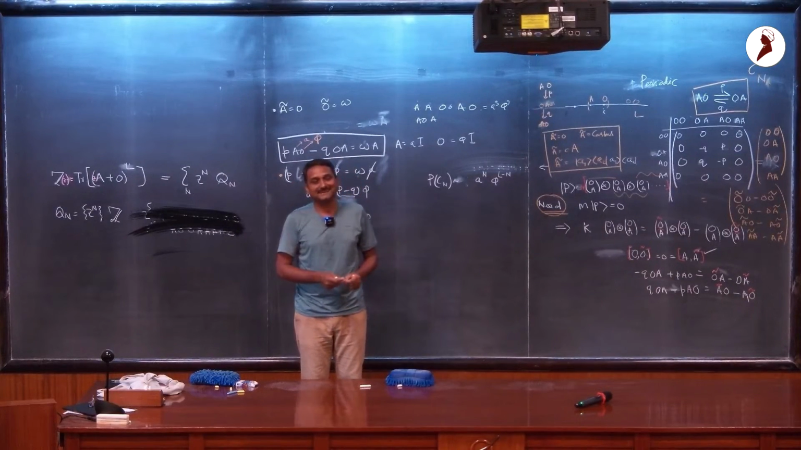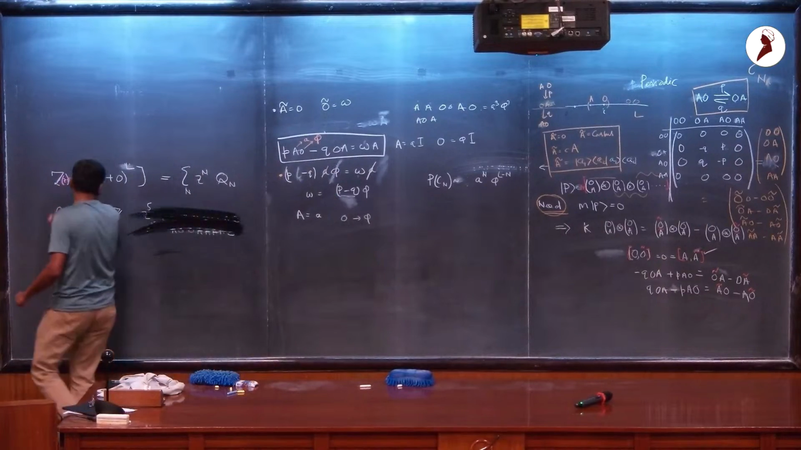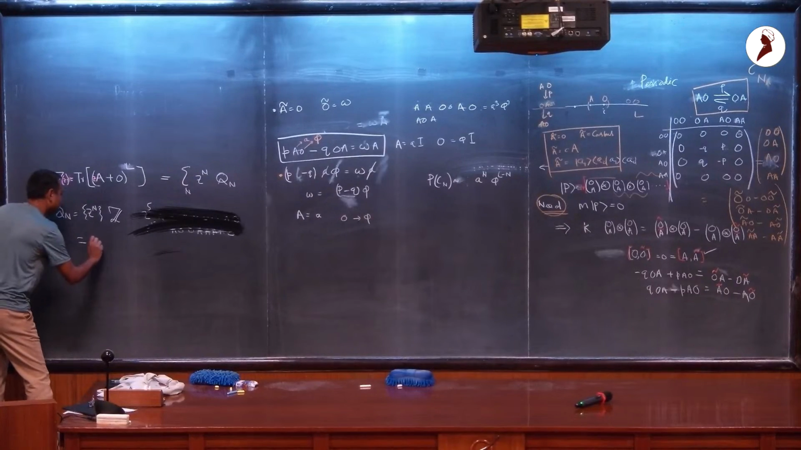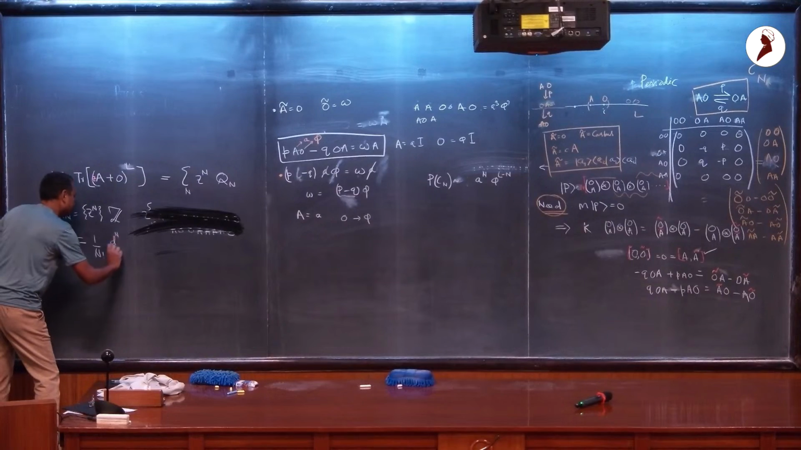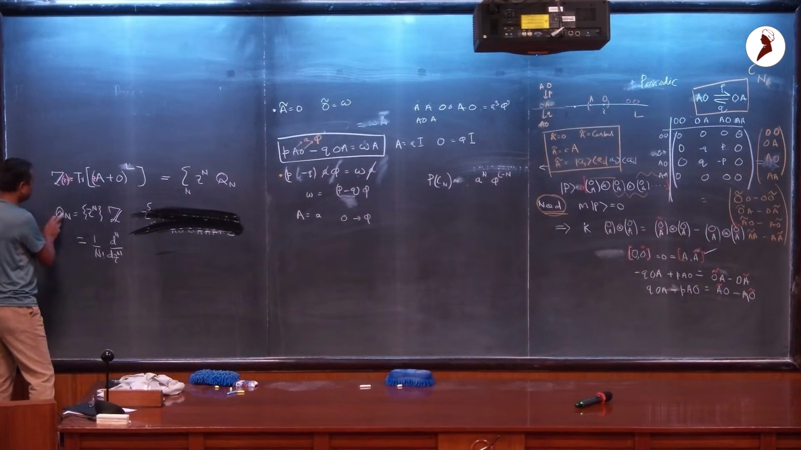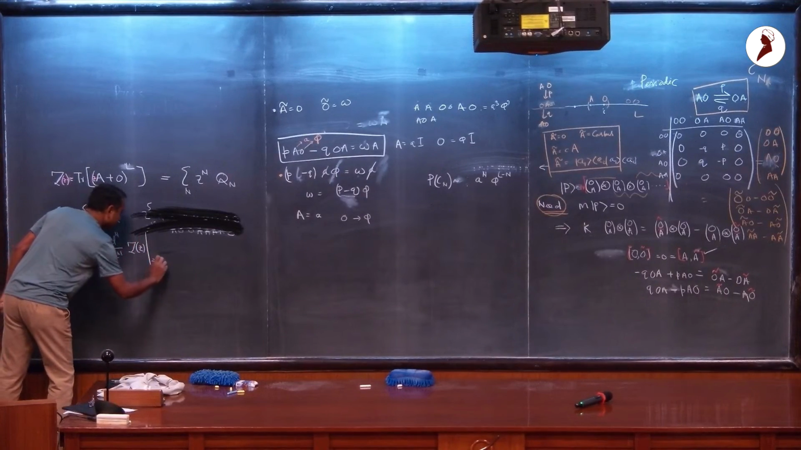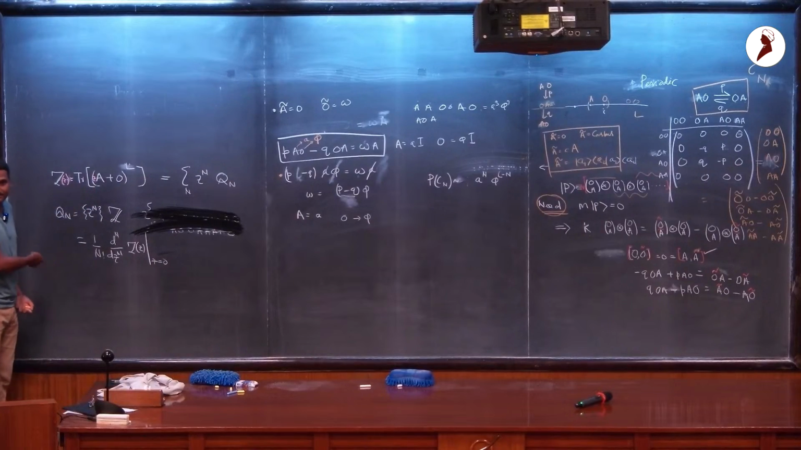Differentiate. Is there any other way? So this is a function of Z. This can be written as 1 by n factorial, d^n by dz^n, and then you differentiate this with respect to Z, at z equal to 0. This is one way mathematically to figure it out.